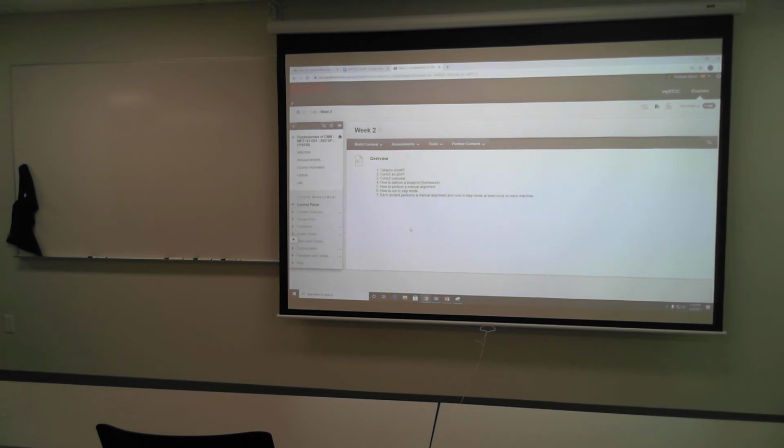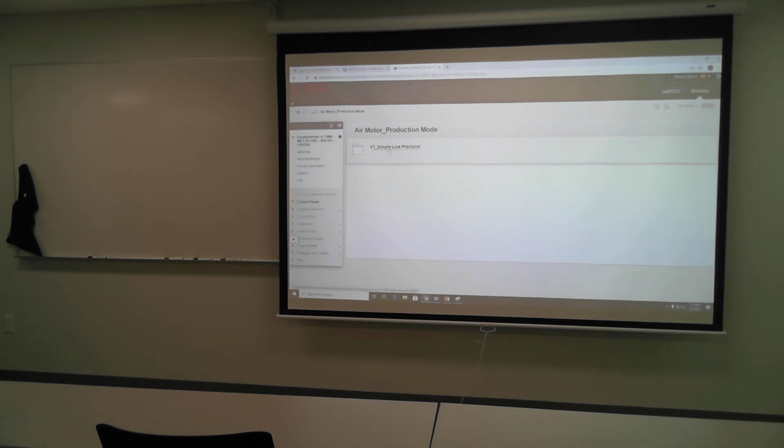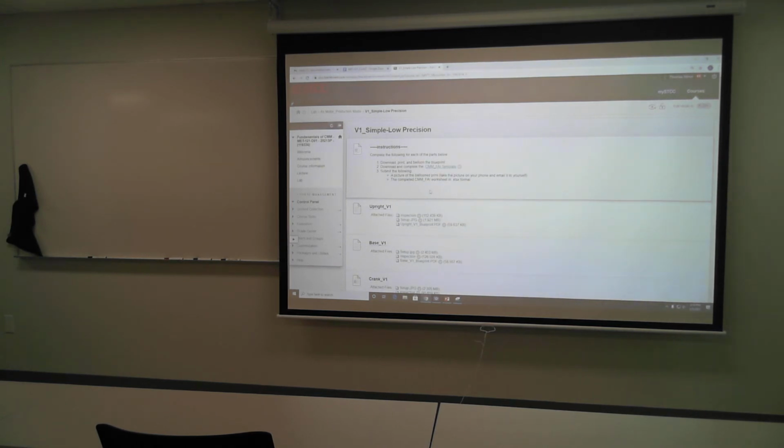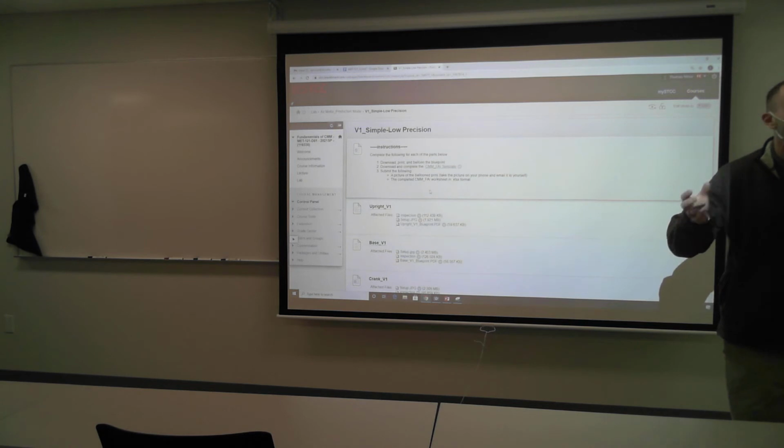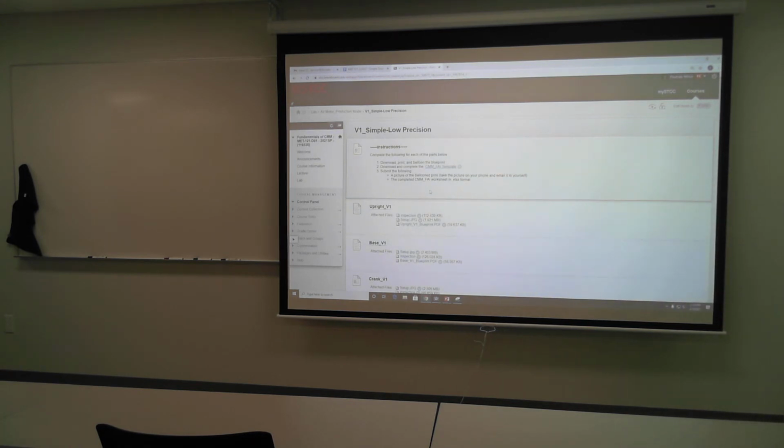We'll jump into the lab folder and then air motor production mode. And the only thing you'll be able to see right now is V1, simple, low precision. So this is the same production simulation that we did last week, although last week I gave you a finished blueprint, and the finished blueprint didn't match what was actually being output by the dimension report. Since then, I've updated all of these. We have updated prints that are available for you to print out and balloon up.